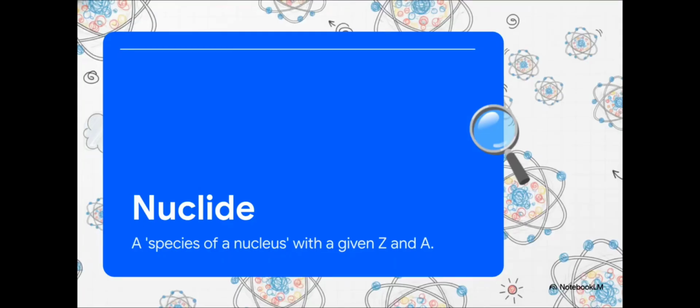Okay, to really grasp atoms, we've got to define this term, the nuclide. Officially, a nuclide is defined as a, quote, species of a nucleus. But what does that actually mean for us? Well, it means a nucleus that has a very specific Z and a specific A. Z is the atomic number. That's the exact number of protons. Think of Z as the master switch.